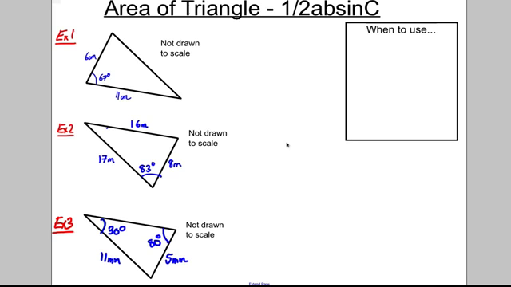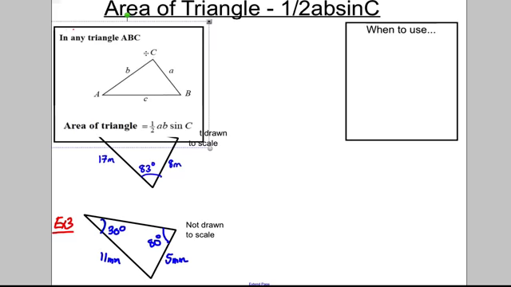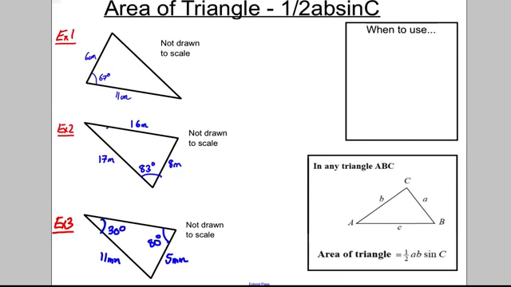Firstly, when do you use this, and what is it? Well, this is on the front of your formula booklet. It tells you for any triangle ABC, with corners A, B and C, and side lengths little a, little b and little c, if you want to work out the area of that triangle and you know the angle at C, then you can do a half multiplied by this length, multiplied by this length, multiplied by sine of the angle. This is given in your formula booklet. You don't have to remember this, but what you do have to do is remember when to use it.